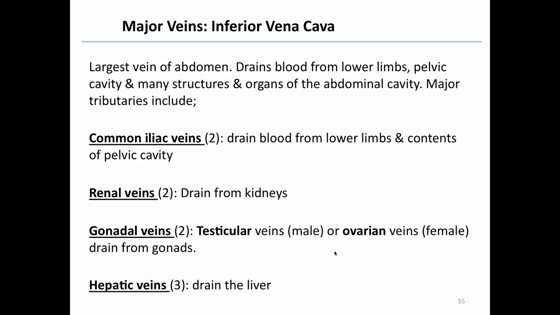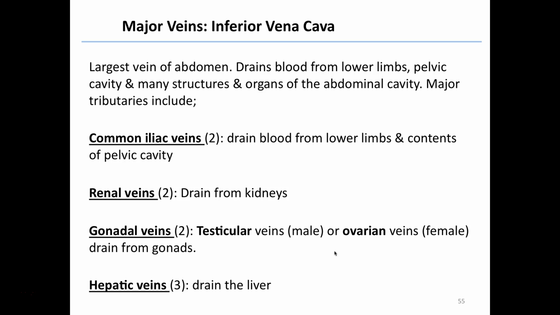Now these are simply the veins that accompany those arteries, because veins and arteries travel together in the deep regions of the body. The common iliac veins, two in total, one from the left and one from the right, drain blood from the lower limbs and the contents of the pelvic cavity. The renal veins drain blood from the kidneys. The gonadal veins, a generic term, can be testicular veins in the male and ovarian veins in the female, and they drain the gonads or sex organs. Then we have the hepatic veins, and these drain the liver.